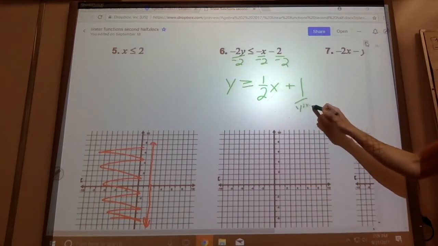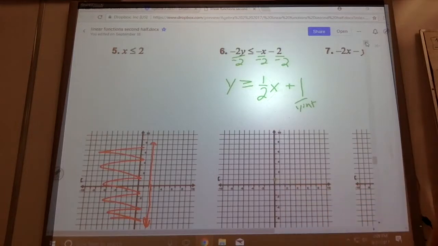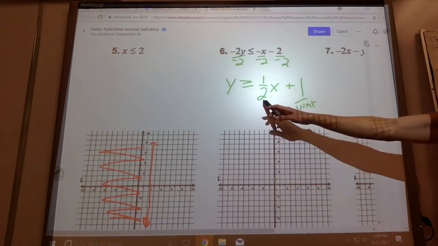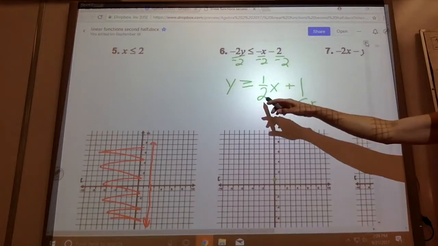The y-intercept's first, so I go up 1. Then I do the slope. Slope's positive, so I'll go up 1, right 2.